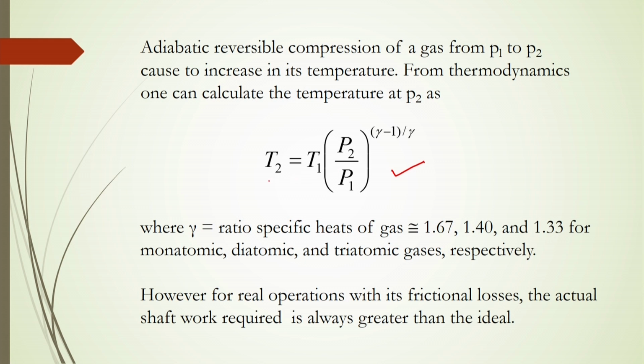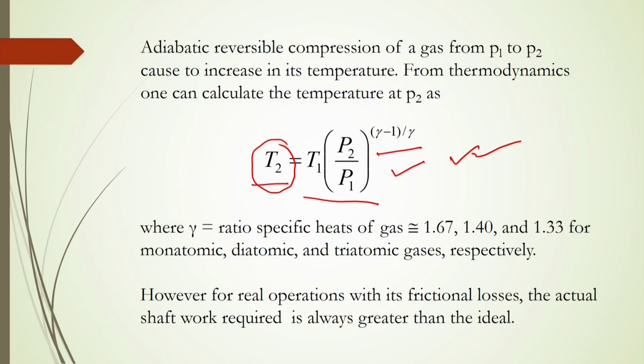The final temperature at P2, T2, can be equal to T1 into (P2 by P1) to the power (gamma minus 1) by gamma. From this equation you will be able to calculate the temperature at the pressure P2. This gamma, the ratio of specific heats of gas, is equal to 1.67 for monoatomic gases and 1.40 for diatomic gas. And if it is a triatomic gas, then you have to consider the gamma value as 1.33.